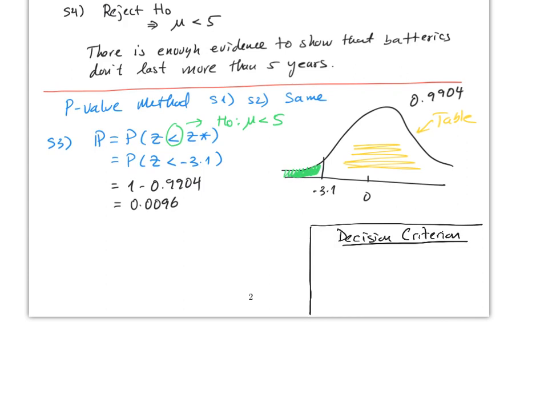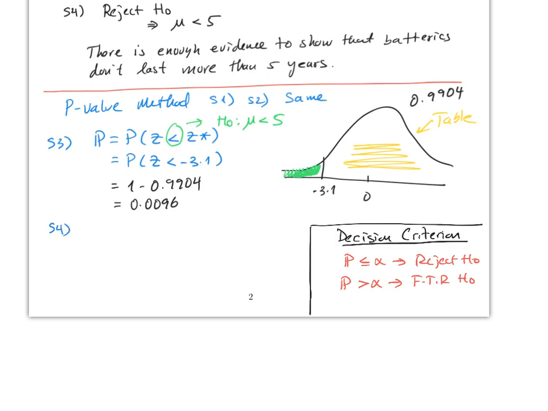So this is how you decide. If the p-value is less than or equal to alpha, then you reject. And if the p-value is greater than alpha, then it will be fail to reject H0. So therefore, that's the last thing you have to do.